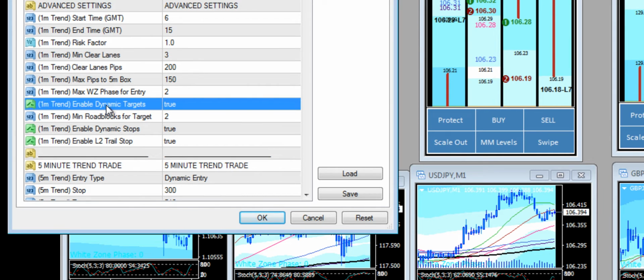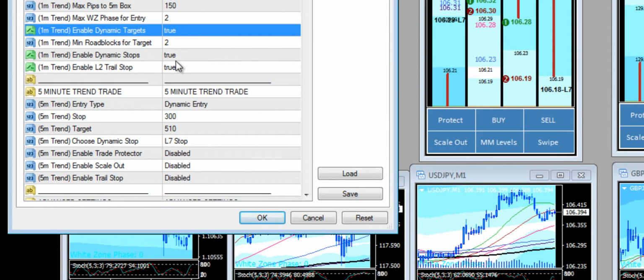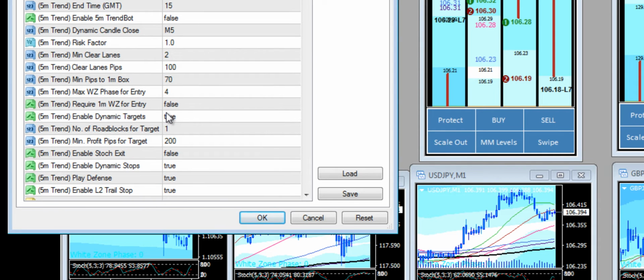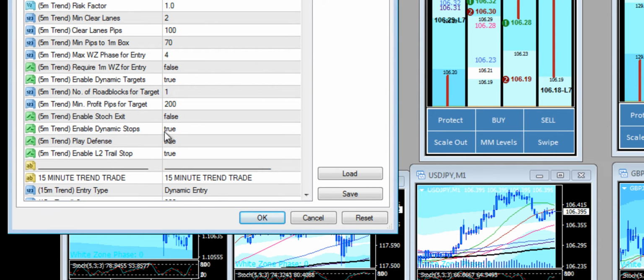Dynamic targets, I just want to jump to this part. It's under advanced trends. You got this set to true, then here's your dynamic target. You can set what's the minimum roadblock you want to set for a target. So it's saying once it hits a 2-column roadblock, it'll take you out. Now, most trades, and let me just move quickly to the 5 minute, and I'll move back. I want to show you something on dynamic stops. Our dynamic targets, here it is.